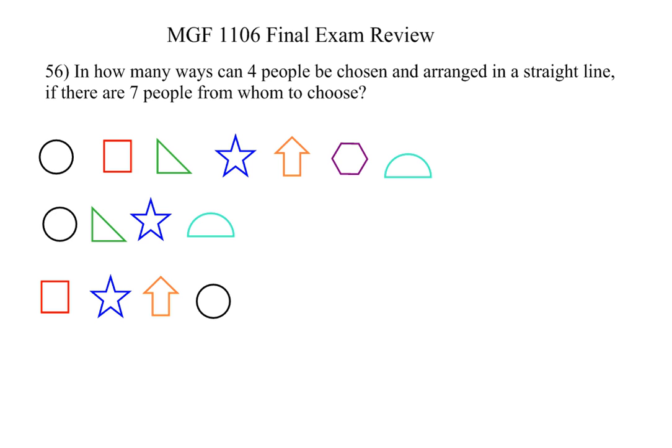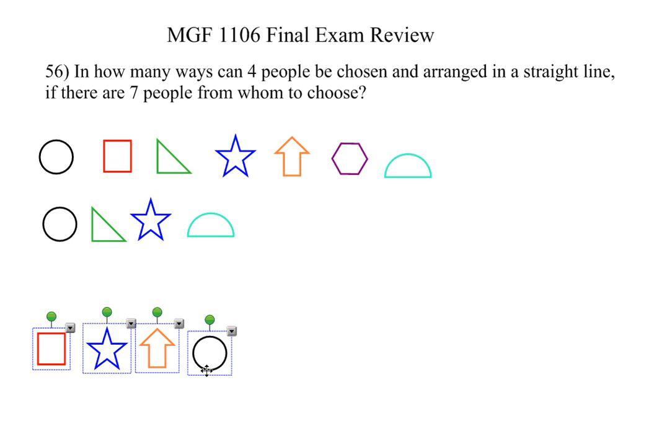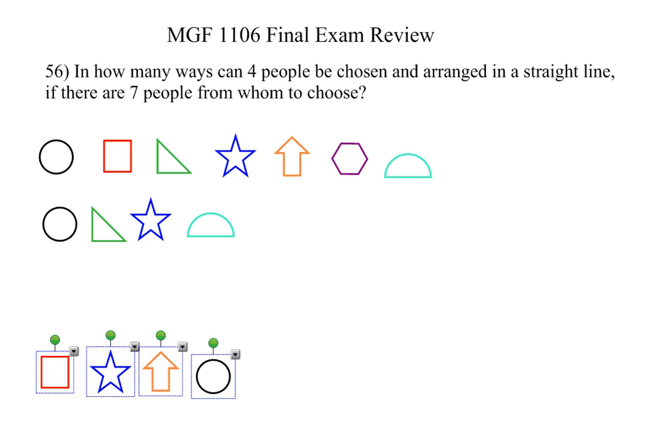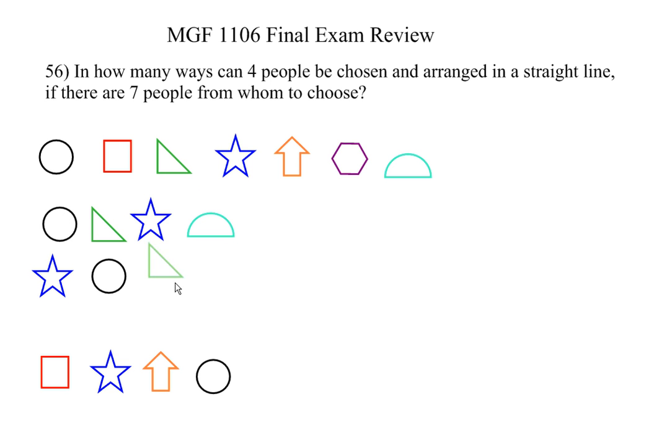And I think we can tell that if I were to select these 4 people, that would be a different arrangement than if I had selected them in this order. Same 4 people, but a different arrangement. So the order in which I choose these 4 matters. That makes it a permutation idea.